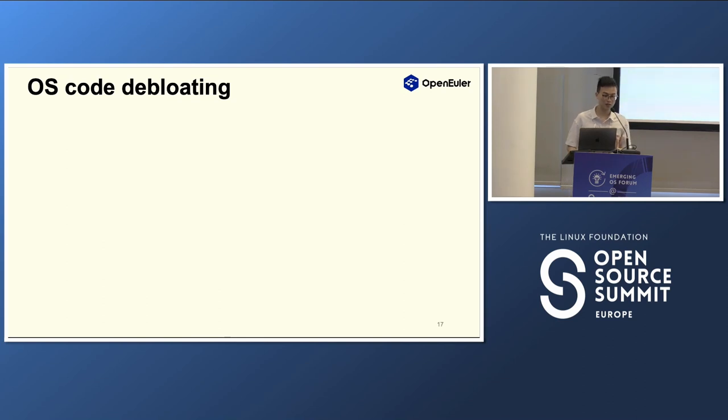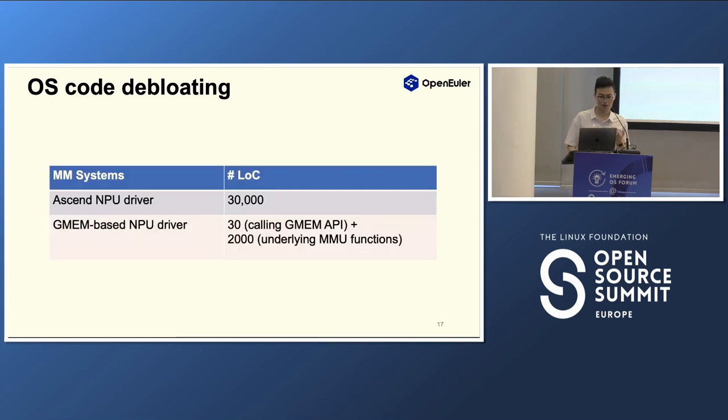We also did a test on operating system code bloating, and we tested this on Huawei's AI accelerator, which is named Ascend NPU. The first row basically shows that currently there are 30,000 lines of code in the NPU driver simply for the memory management part. And when it is developed on a GMEM system, it only takes about 30 lines of code to call the GMEM API. The high-level API really avoids reinventing the memory management mechanisms. There are also another 2,000 lines of code for the underlying MMU functions to be registered. So it reduces the development effort by 90%.